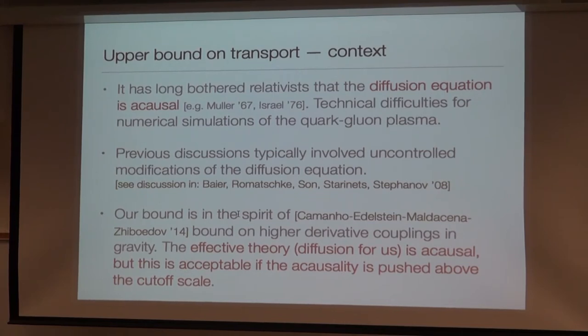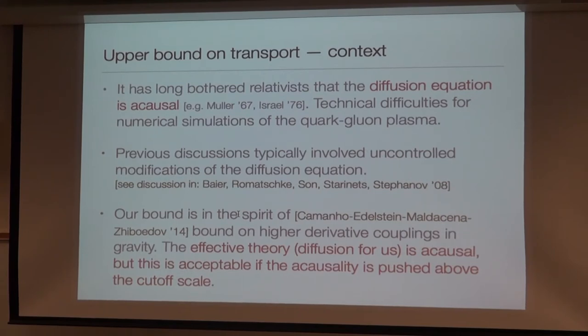And so if you truncate the equations too quickly, you're going to get signals going too fast, because diffusion can go too fast. Diffusion is not a relativistic equation. Of course people have been simulating the quark gluon plasma numerically for a long time, and I just wanted to say this was an issue that you have to think about if you're going to do it. And many of the discussions typically involve modifying the diffusion equation.